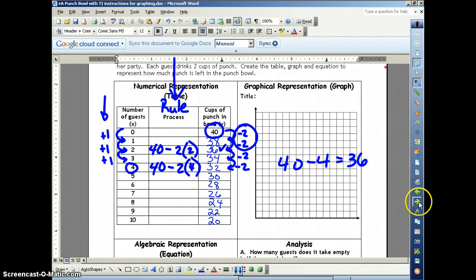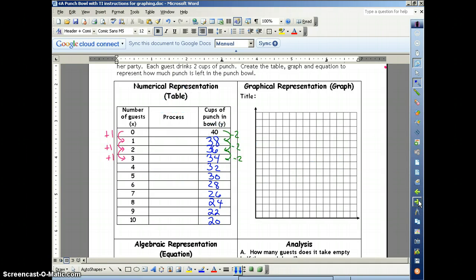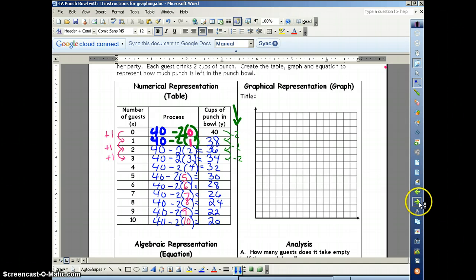Okay, so did your process or rule column look like mine? I start off with 40 cups. I'm removing 2 cups with each additional guest. So if I have one guest and they drink 2 cups, 40 subtract 2 is the 38. If I have 2 guests and they drink 2 cups, that's 4 cups. 40 subtract 4 is the 36. And it works all the way down the line.